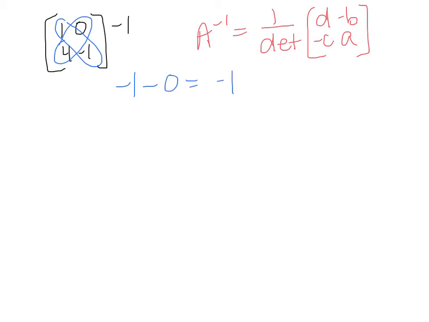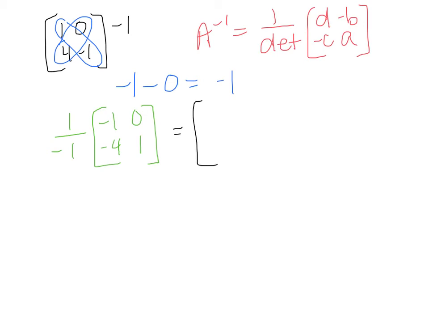So now when we plug that in, we are going to end up with 1 over negative 1 times the mixed up matrix, which would be negative 1 and 1 and negative 4 and 0, because a negative 0 is just still 0. Now to finish this off, we're going to multiply all of the entries in that matrix by 1 over the determinant. 1 over negative 1 is just negative 1.